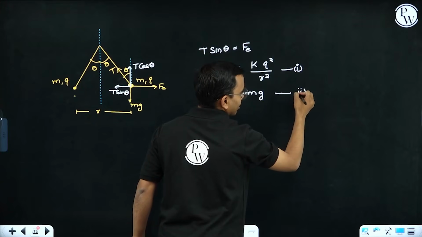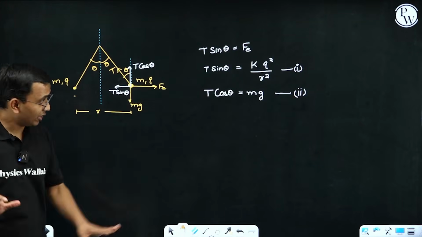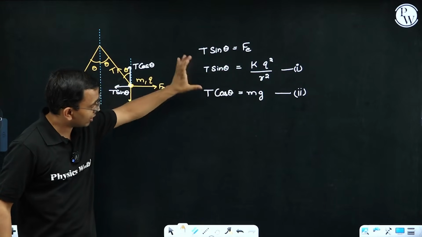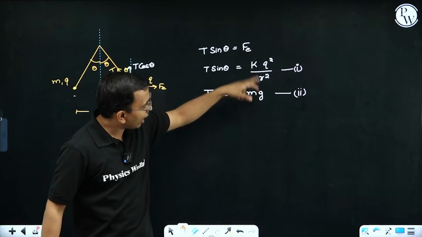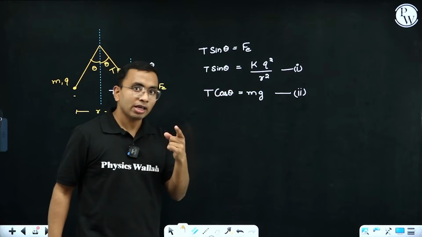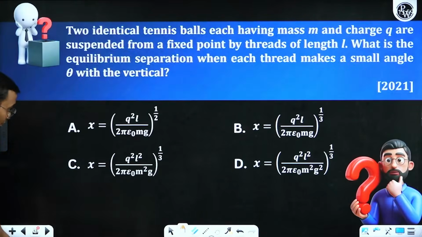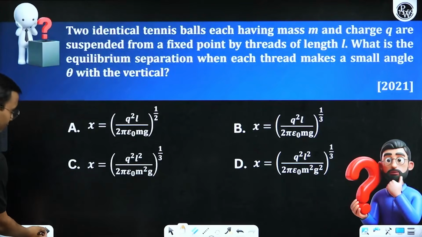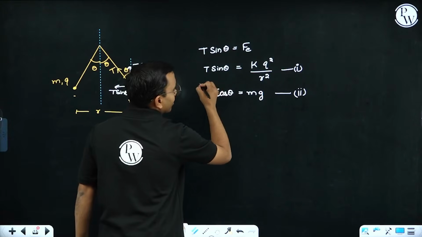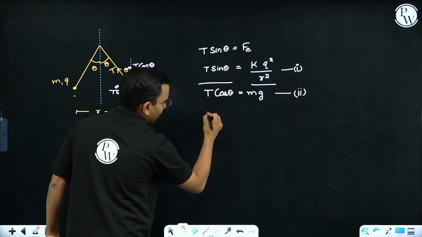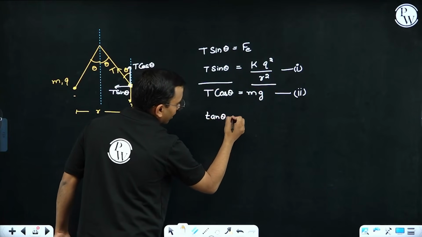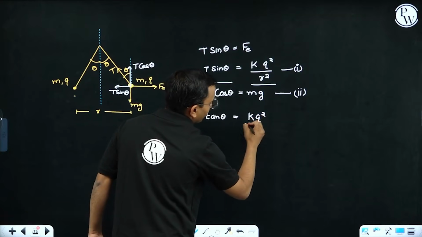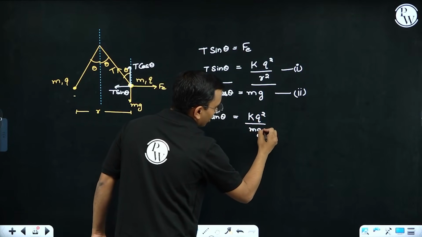Second equation here. Now here if you see, we don't need T. It is not asked, we are not interested in that. We will divide these two equations, tan theta will be there and R will come also there, and we need to find R. Also if you check in the options, the answer is not in terms of theta. So you need to replace tan theta also. Okay, if I divide it, this will become tan theta and this is equal to kq square by mg r square.